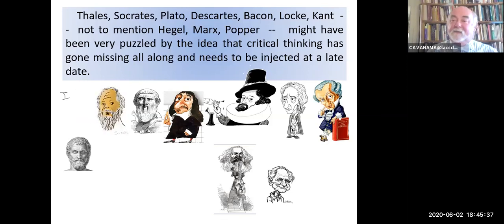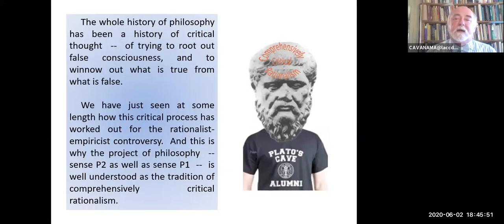I think if we look at the rationalist empiricist controversy, we see this as a debate over how we should be critical and how we should avoid gullibility, not that we don't need to think about such questions. The whole history of philosophy, it seems to me, has been a history of critical thought, of trying to root out false consciousness and trying to winnow out what's true from what is false. So we've seen some of that as we've looked at the question of rationalism versus empiricism. I hope you have some insight now into that.